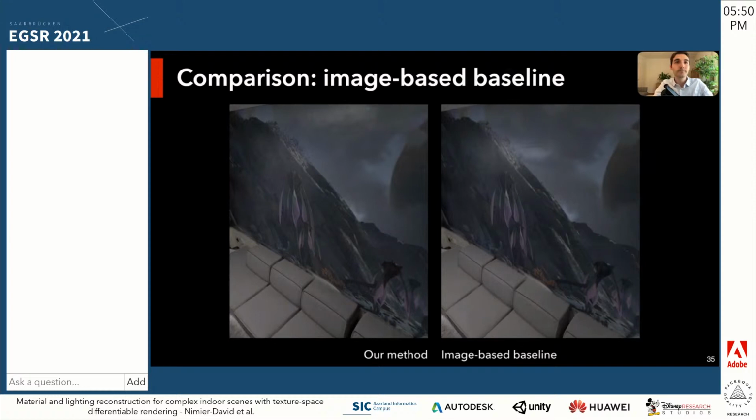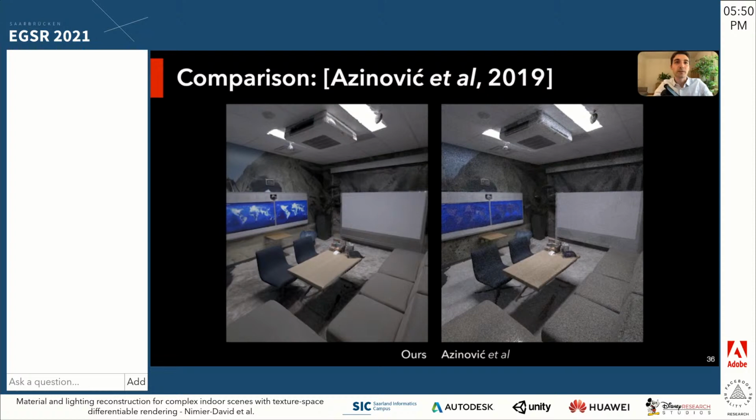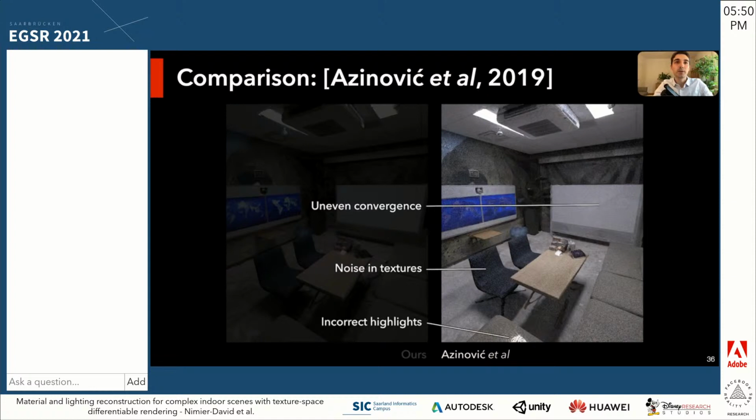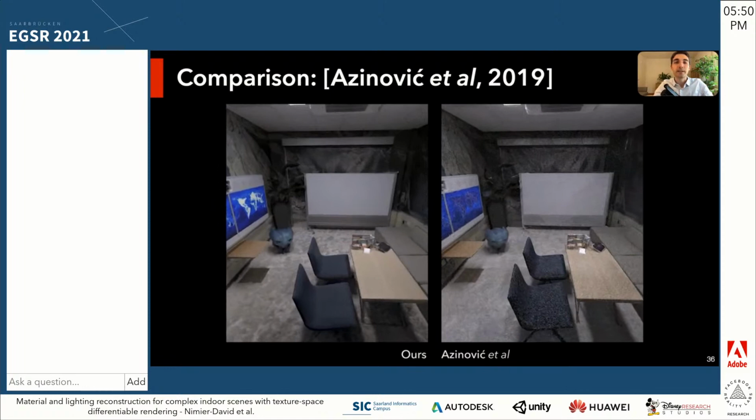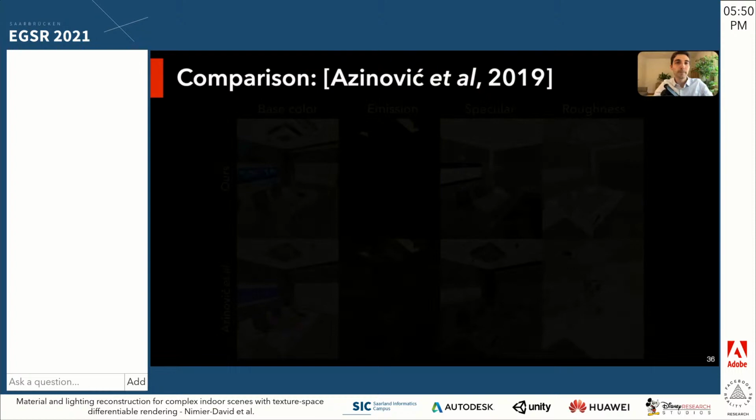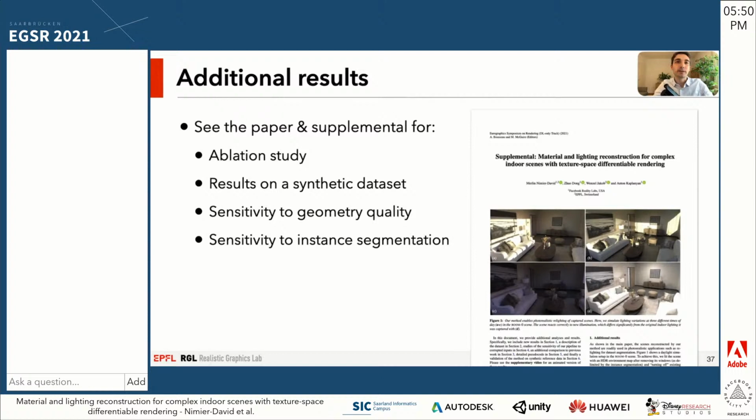Finally, we compare to the method of Asinovich and colleagues, which also uses differentiable rendering. Their method was mostly applied to synthetic scenes, and we can see how the new pipeline manages to avoid artifacts such as Monte Carlo noise in the textures and incorrect glossy reflections. There are additional results and comparisons in the paper, including an ablation study and results on a synthetic scene.